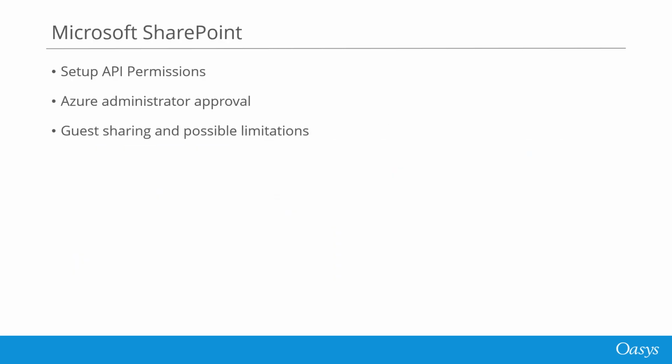Microsoft SharePoint. In this section, we'll cover 3 areas: Setup, API permissions, Azure Administrator approval, guest sharing and possible limitations.